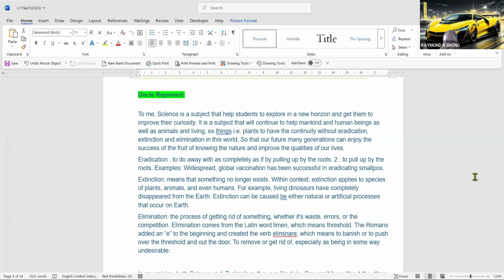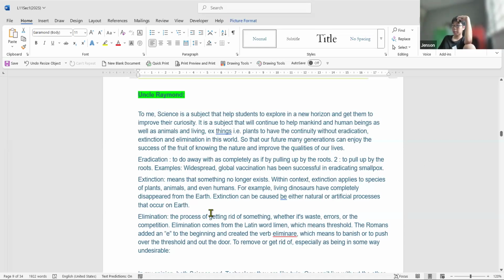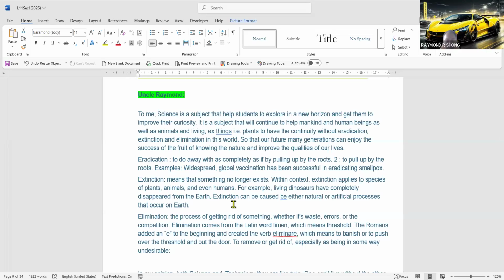Extinction. Extinction means that something no longer exists. Within context, extinction applies to species of plants, animals, and even humans. For example, living dinosaurs have completely disappeared from the earth. Extinction can be caused by either natural or artificial processes that occur on earth. Thank you very much. Back to you, Wenqian.